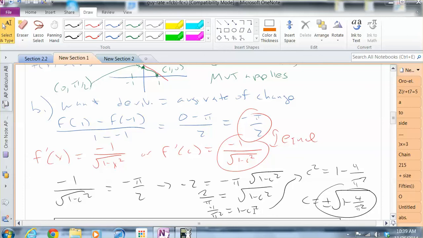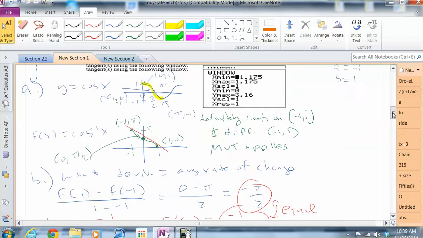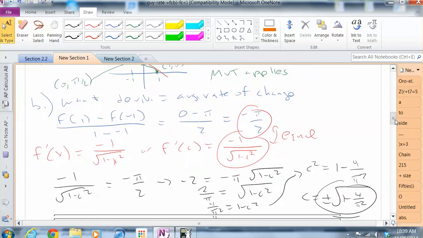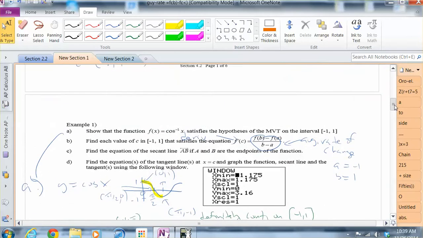Okay, I'm back. We're now going to do part 2 of the section 4.2 lesson. And here we're on the second page, example 1. We finished parts A and B. Let's take a look at part C. You have to find the equation of the secant line AB if A and B are endpoints of the function. So that one shouldn't be too bad.